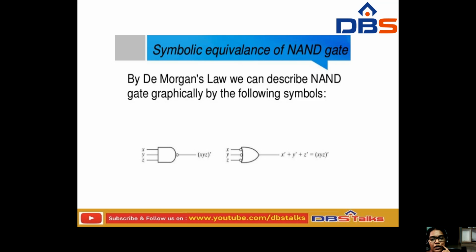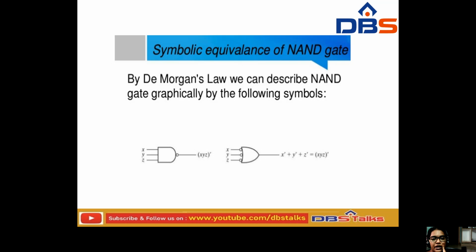What is the symbolic equivalence of the NAND gate here? This is a NAND gate with three inputs. For AND we use a multiplication operation, so it is (x y z) whole dash. This is the NAND gate, and this is the OR gate.